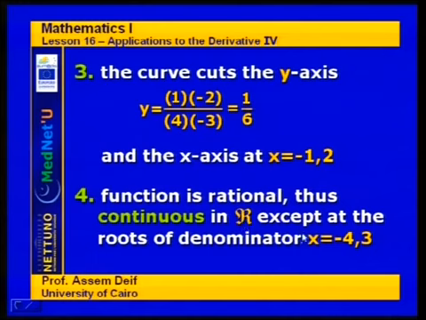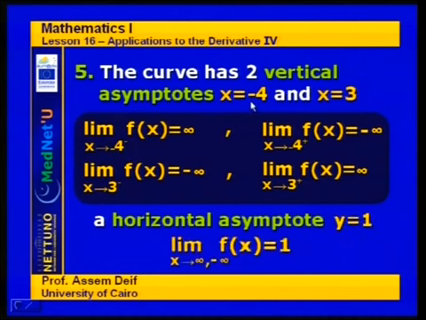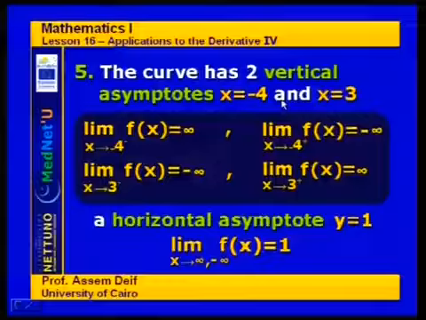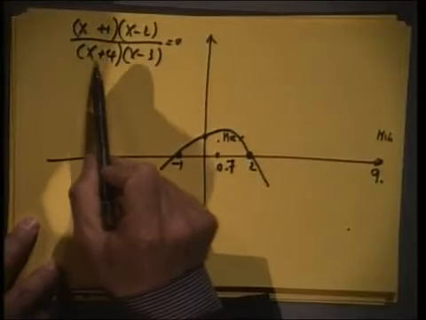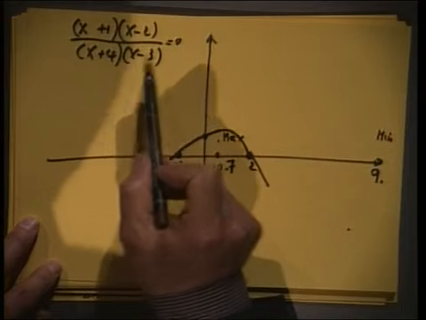Again, the function is rational, and it's not continuous at minus 4 and 3. You keep moving. This we know. The curve has two vertical asymptotes at minus 4 and 3. Why? Because from here, directly, when x is equal to minus 4, when you take the limit when x tends to minus 4, right or left, and same thing for 3, you get a vertical asymptote.